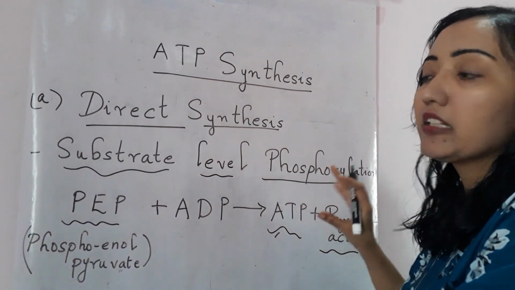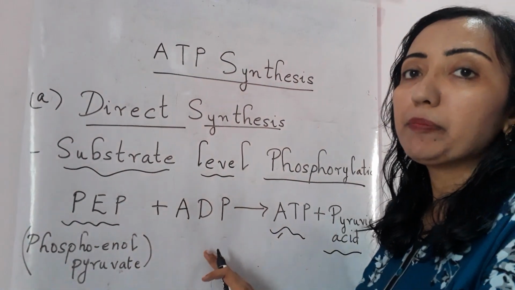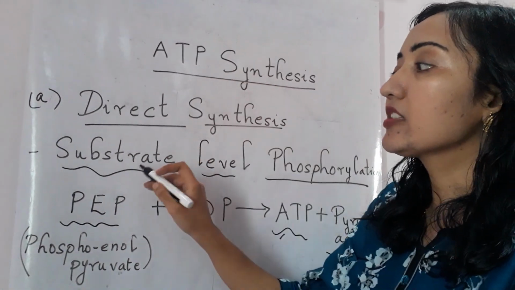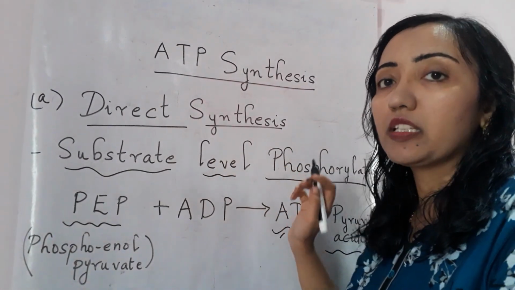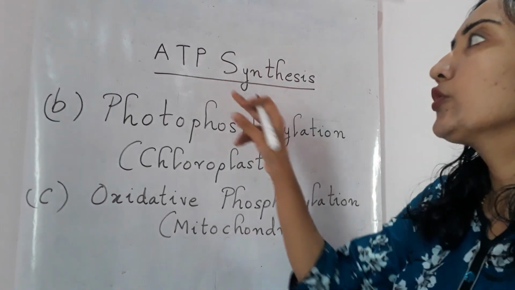So this method, in which a high energy compound gives its phosphate to ADP and forms ATP, is known as direct synthesis or substrate level phosphorylation. I hope you understand. Now two methods.